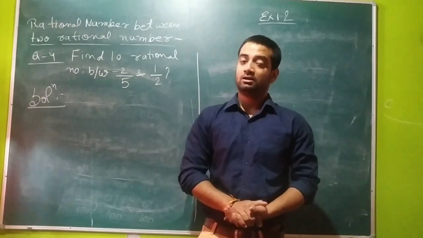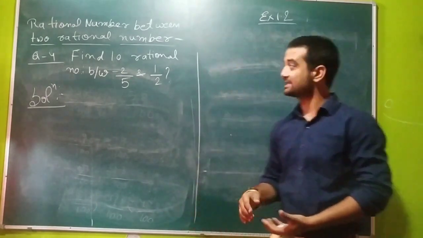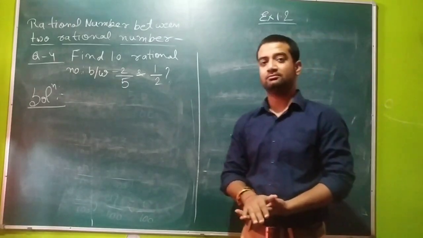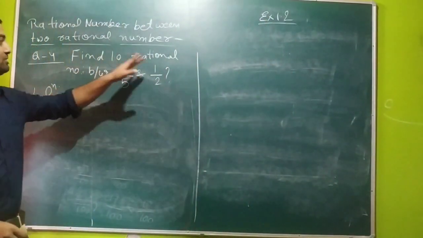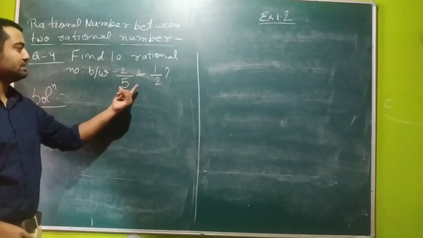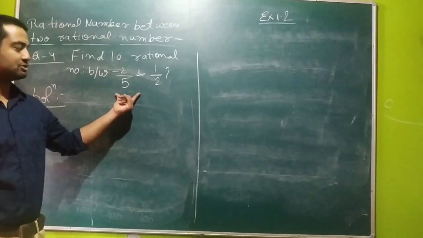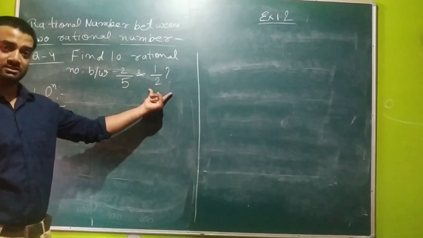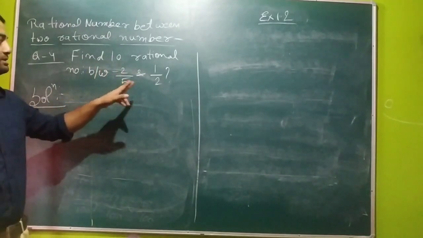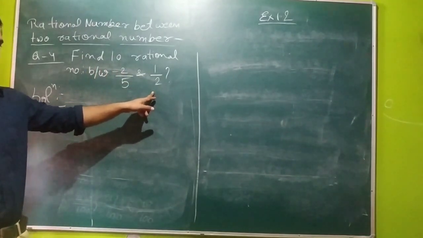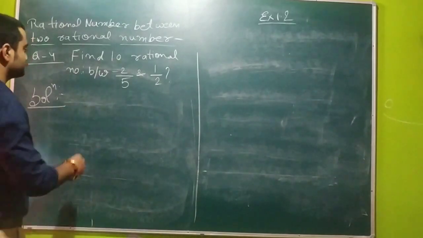Now, related to today's topic, our first question from Exercise 1.2 is question number 4 from your NCERT book. Find 10 rational numbers between minus 2 by 5 and 1 upon 2. Minus 2 by 5 is a rational number here, 1 upon 2 is a rational number here, and we have to find 10 rational numbers between them. For that we have to follow some steps.